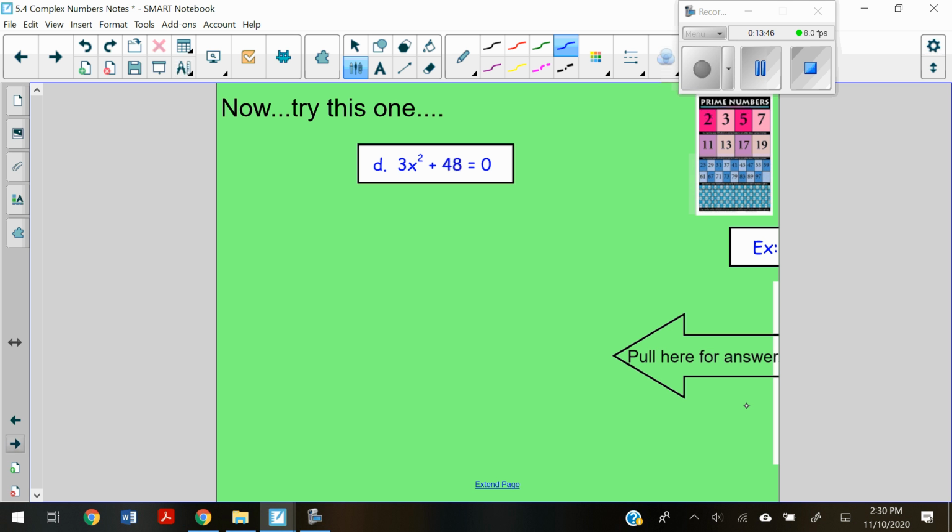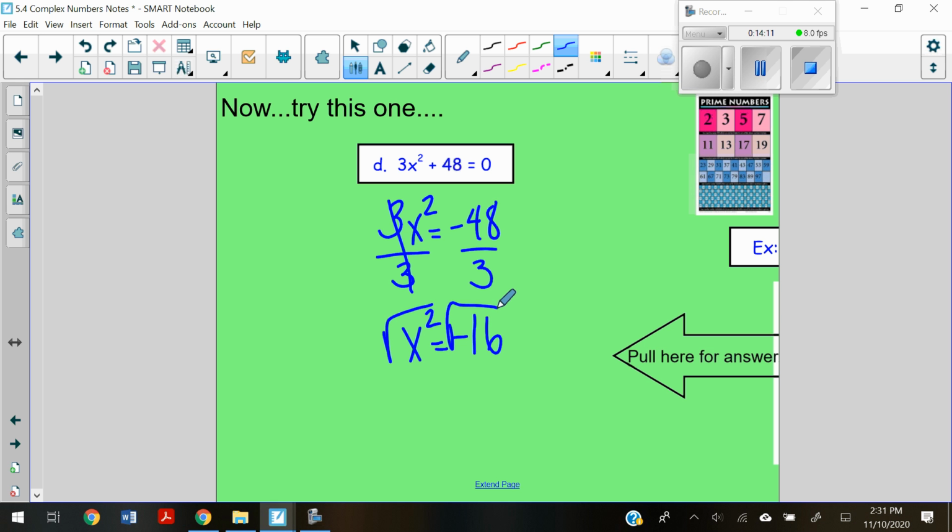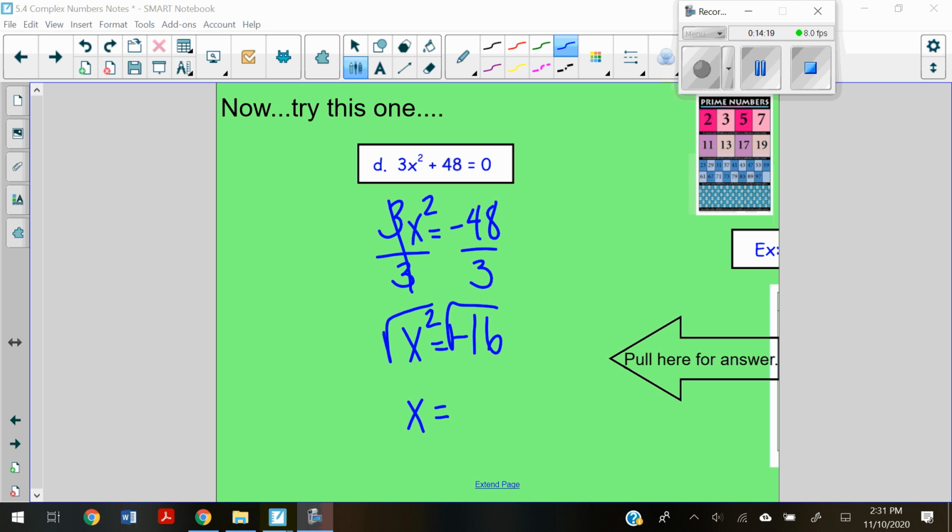All right, so let's go ahead and look at letter D. So I'm going to subtract my 48 over, and I get 3x squared equals negative 48. I want the x squared by itself, so I'm going to divide by 3. x squared equals negative 16. All right, so I'm going to take the square root of both sides to cancel out that square, and I get x equals, oh man, plug that in your calculator. So your calculator should tell you something like non-real answer, can't do it.